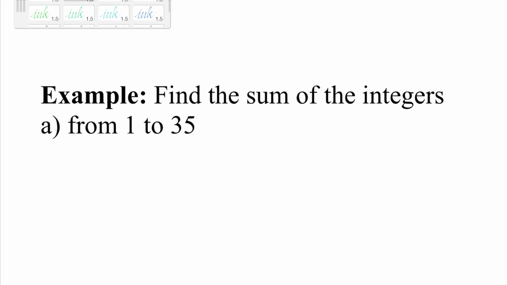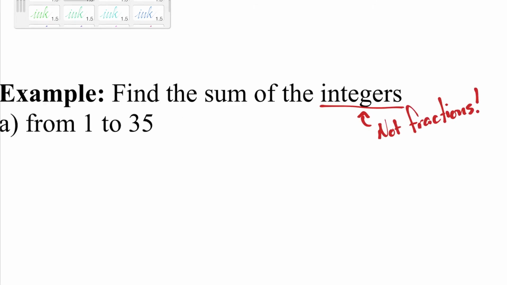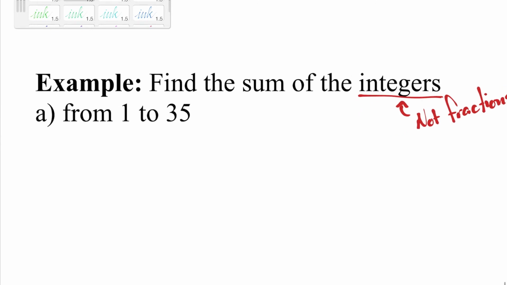For this one, they are telling me the sum of the integers. Integers is pretty important because this is telling me that I'm only looking at whole numbers, our counting numbers in this case. We're looking at the numbers from 1 to 35. They first off have told me my first term is going to be 1. They've also told me that my last term is going to be 35. So the only thing that I'm missing when it comes to my formula is the number of terms. If I'm going from 1 to 35, including 1 and 35, we have 35 terms.